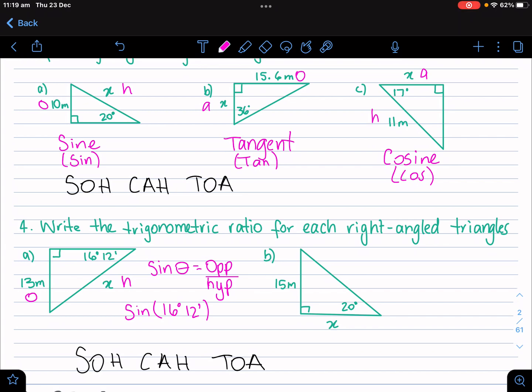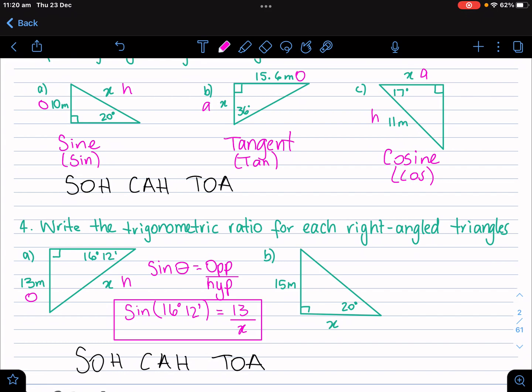So you have sine and then the angle equals, what's the opposite? Well, opposite here is 13, over the hypotenuse, which is x. So now I've written my trigonometric ratio using the values that are given in the question. And later on, you're going to learn how to solve this.